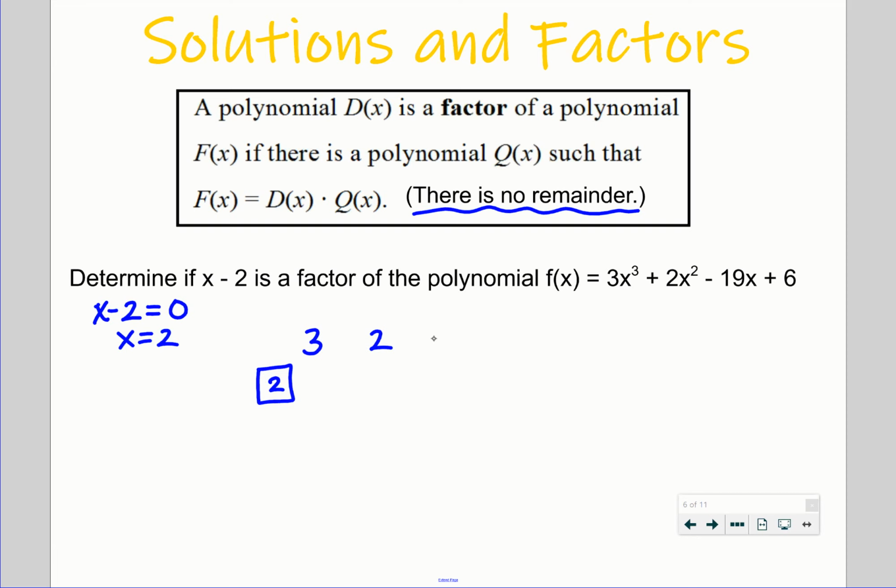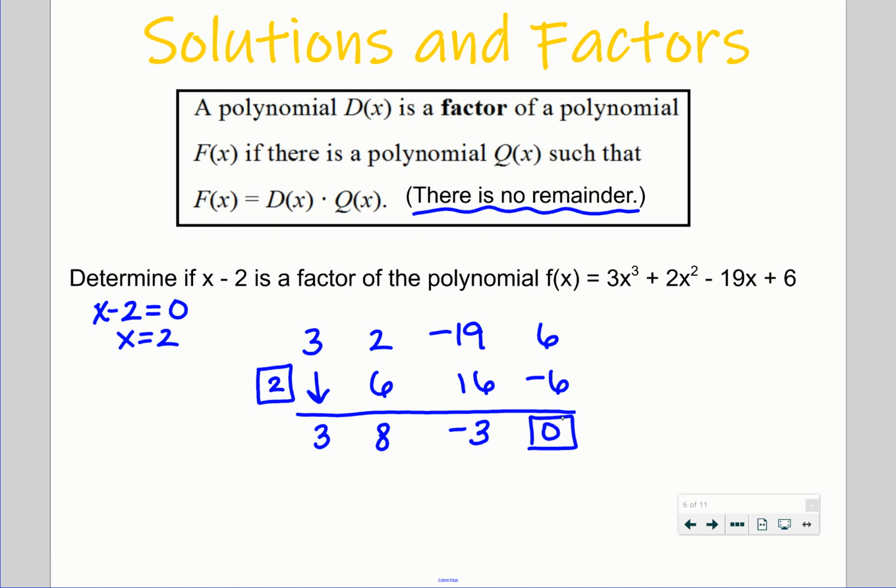3, 2, negative 19, and 6. Bring down my 3. Multiply, add, multiply, add, multiply, add. Now the problem here is not asking what's the quotient, what's the remainder. The question says determine if it's a factor, and the answer here is yes, it's a factor. And if you had to explain why, you could say because the remainder is equal to 0, because it divides in evenly. X minus 2 is a factor.